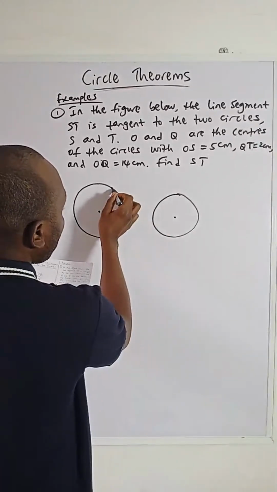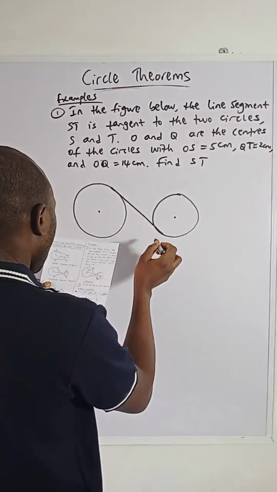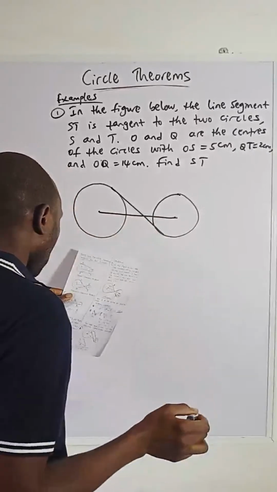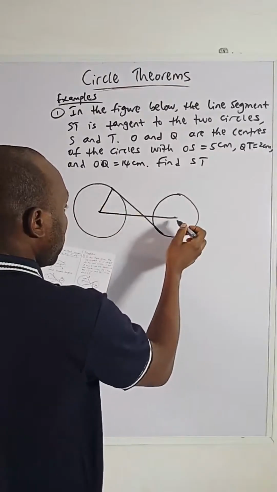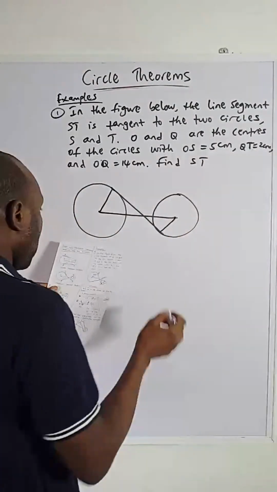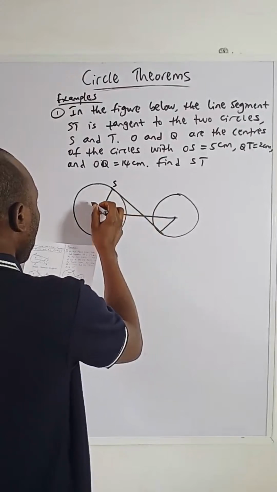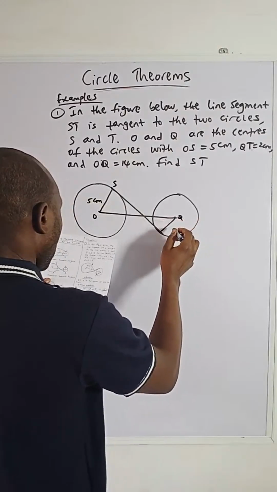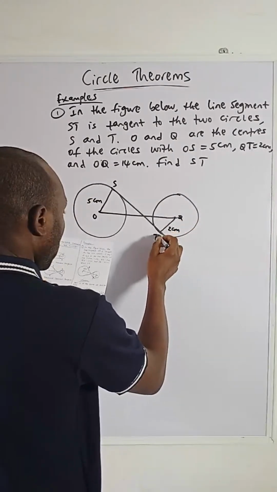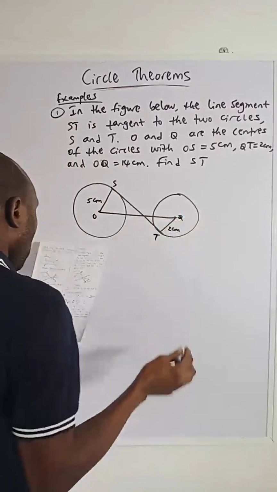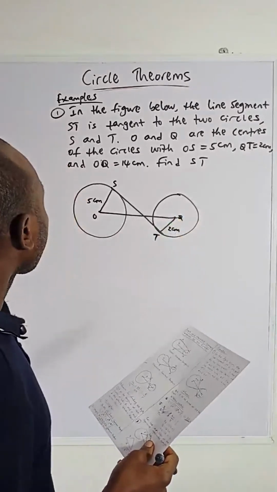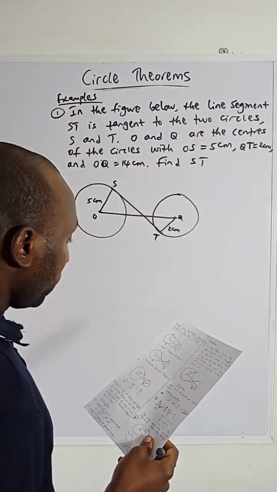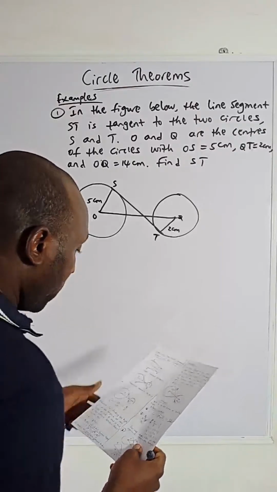Okay, without wasting time, let me just join this too. So I have this. S, this is S. This is O. 5 centimeters. Okay, I think we have this.